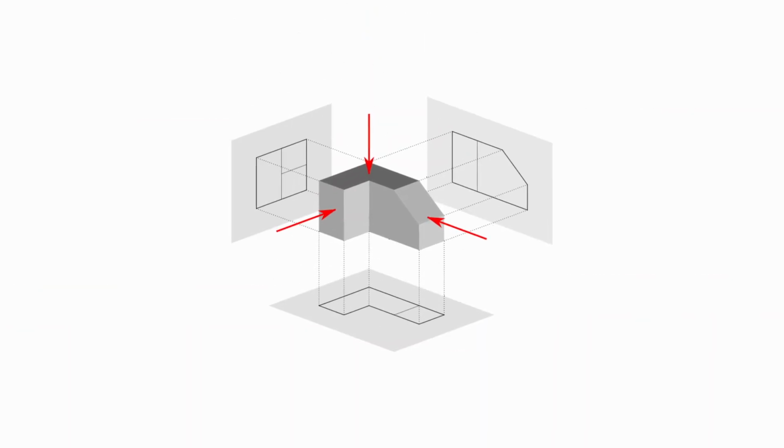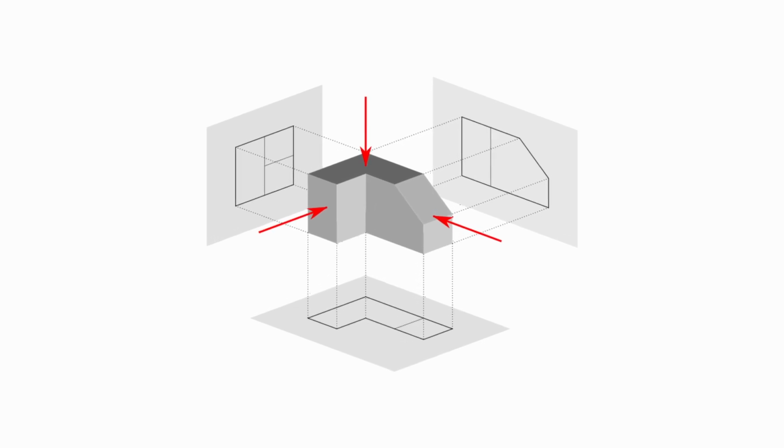Next, the third angle projection. Here we assume the object is located in the third quadrant, which means below the horizontal plane and behind the vertical plane. And finally, the fourth quadrant, that is the fourth angle projection. Here we assume the object is located below the horizontal plane and in front of the vertical plane. As per your syllabus, we are going to concentrate only on first angle projection.